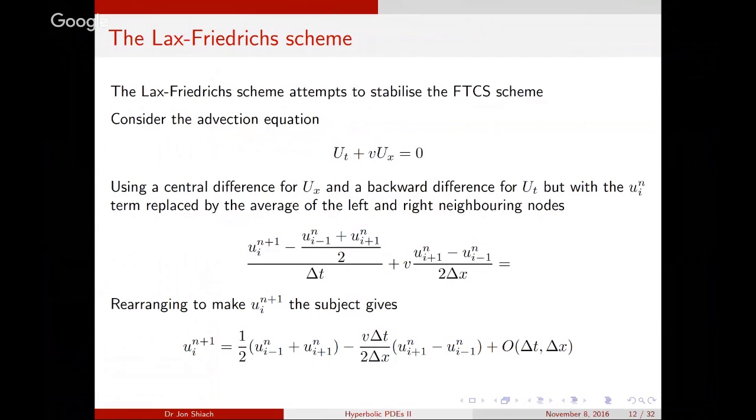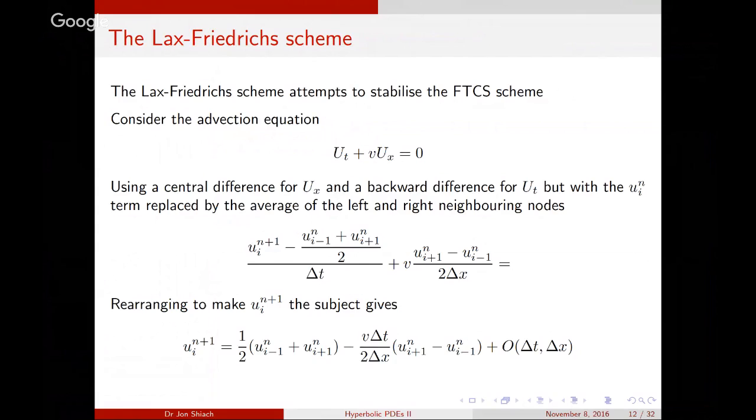Okay, so what Lax and Friedrichs did was, again, we take a forward difference in time, central difference in space, but with the forward difference in time, we average instead of u_i. We take the node to the left, the node to the right, add them together, divide by 2, and so your central node is the average of those two. If you do this, it becomes stable. The forward time central space scheme becomes stable.